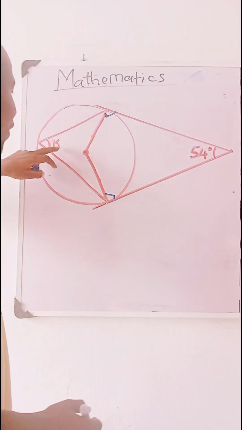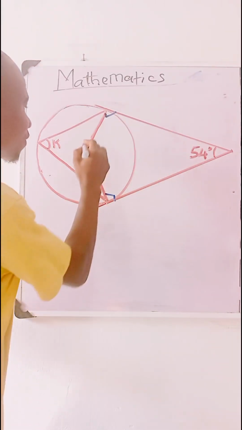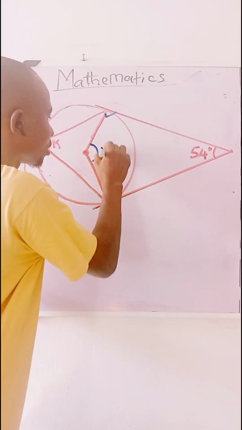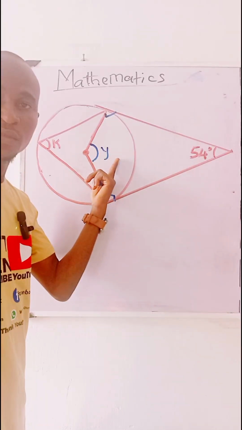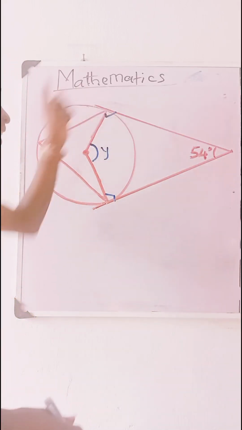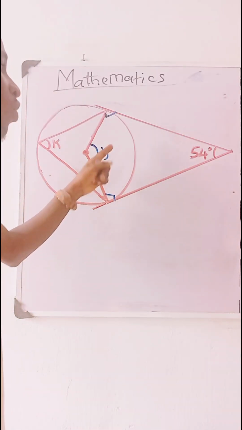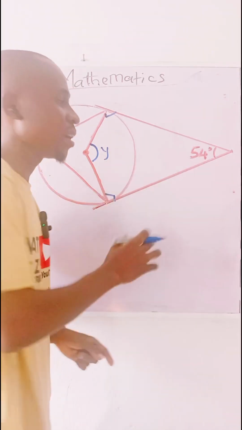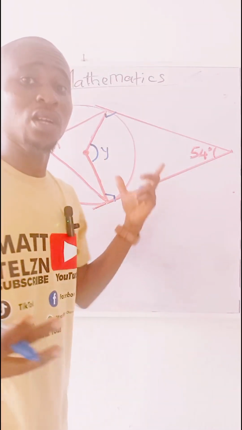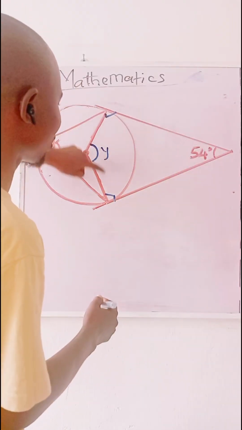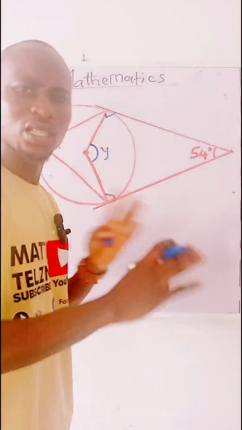Okay, now for me to find my angle K, I will need to find an angle at this point. So let me call this angle Y. I will need to find angle Y, then I will apply another rule. So let's solve for angle Y first. So in solving for angle Y, based on our previous solving, what we are going to have is that this plus this plus this plus this is equal to what?